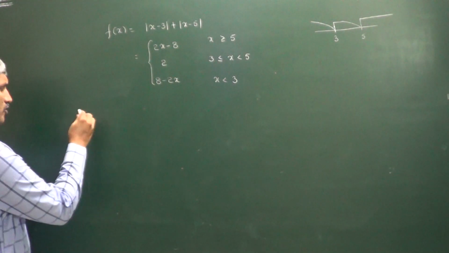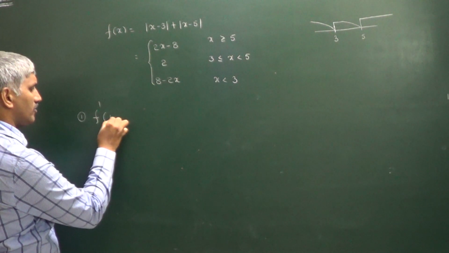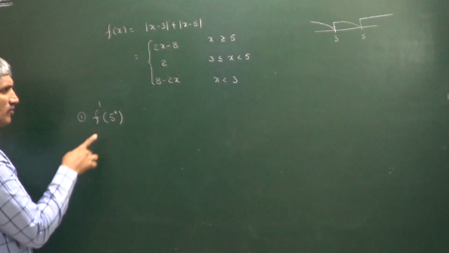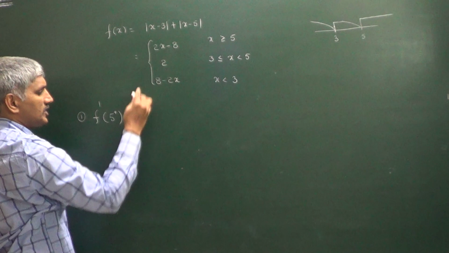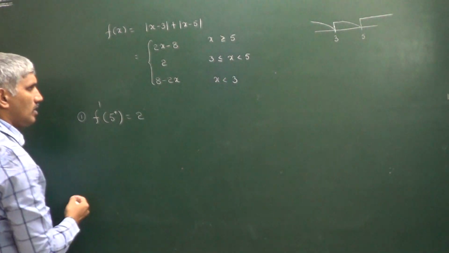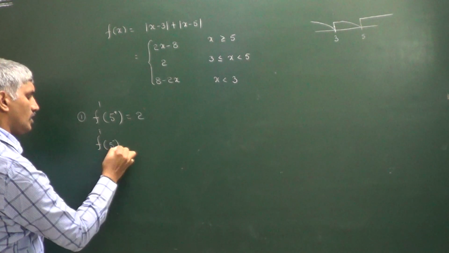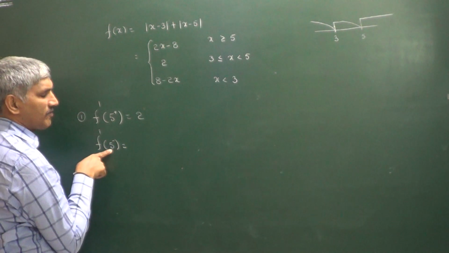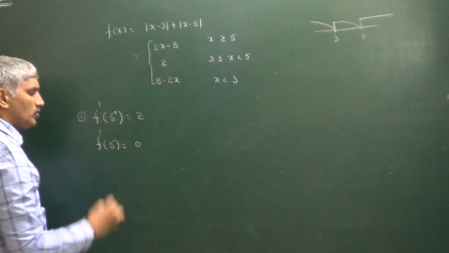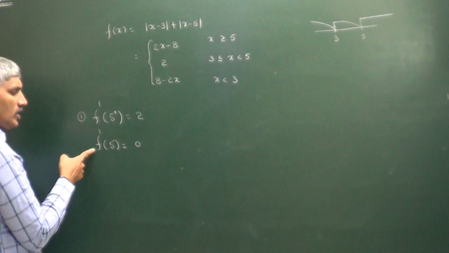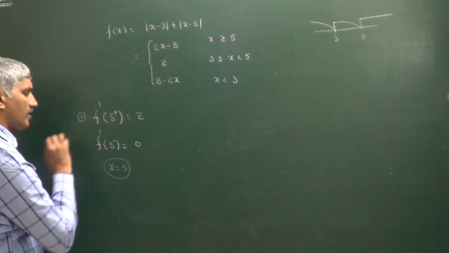So we can do it now in different ways. The first method I am discussing, f dash of 5 plus. That means 5 plus means greater than 5. Greater than 5 case, this is the function, its differentiation is 2. Right? Next, f dash of 5 minus. 5 minus means less than 5. Less than 5 case, the function is 2. Its differentiation is 0. So both are not equal. Therefore, the function is not differentiable at x is equal to 5.